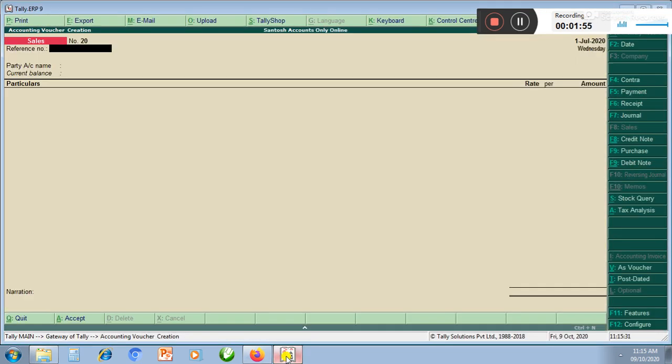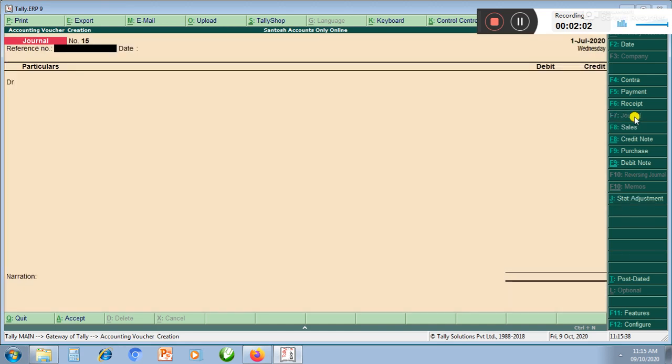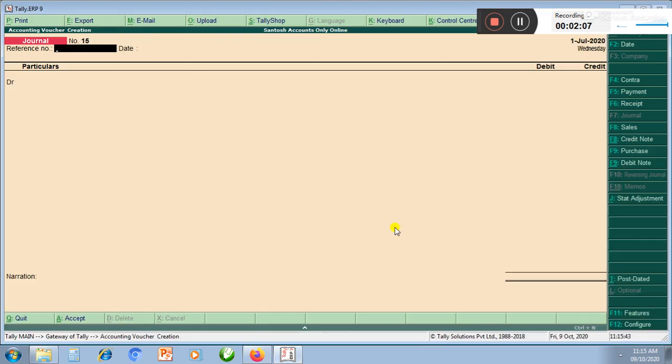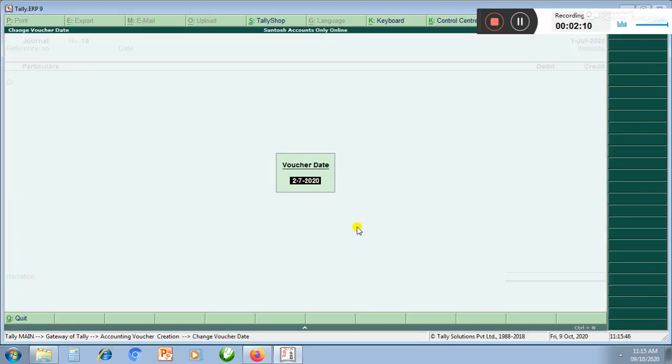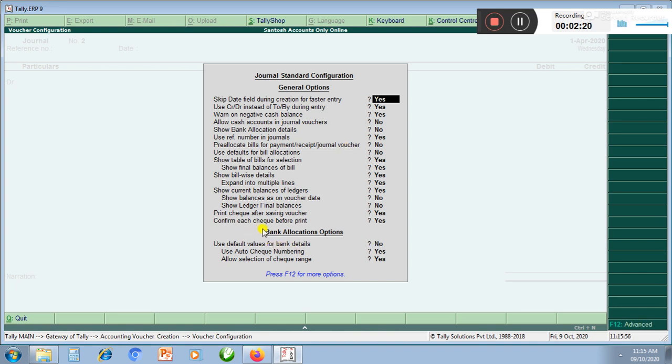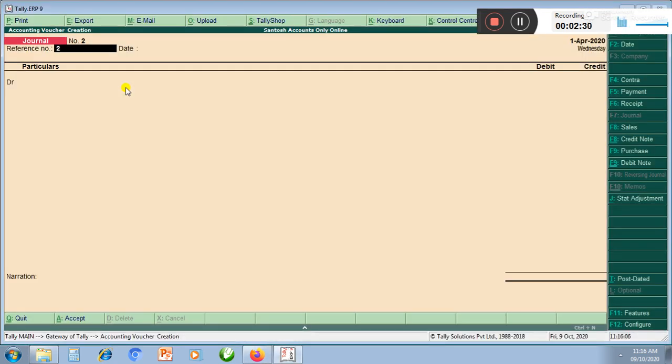I'll pass the entry in journal first. You can pass the entry in purchase also; I'll show both sides. I'll show you journal. I'll put the date of the bill. If the date is not accepting, you put 1st of April there. Suppose you are not getting the reference number here, then you go to Configuration, where it is given, and you have to switch on use reference number. You put it yes. Now put the bill number as the reference number there.